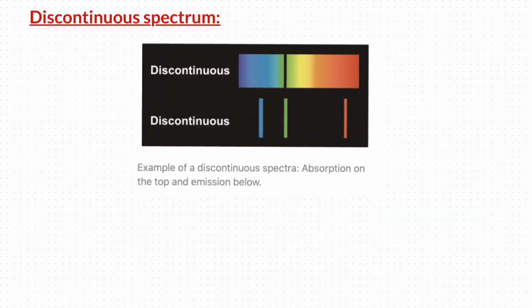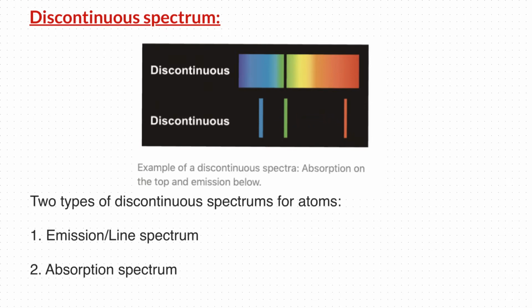As the name suggests, it is not a continuous spectrum, and it will have either missing wavelengths or only a few wavelengths. There are 2 types of discontinuous spectrums for atoms. 1. Emission spectrum, also known as line spectrum, and 2. Absorption spectrum. In the next slide, we will learn in detail what an emission spectrum of an atom is.